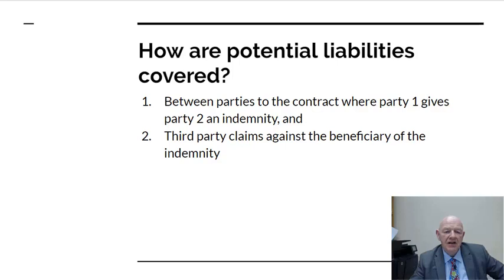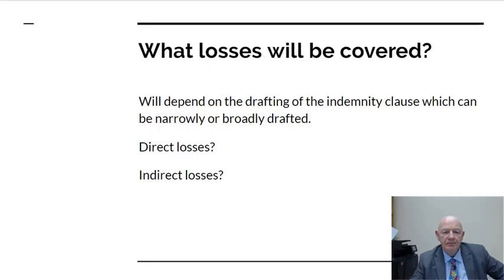How are potential liabilities covered? One, between the parties to the contract, where one party gives the other party an indemnity, and two, in respect of third party claims against the beneficiary of the indemnity. So somebody might give somebody else an indemnity in respect of any third party claims which might arise.